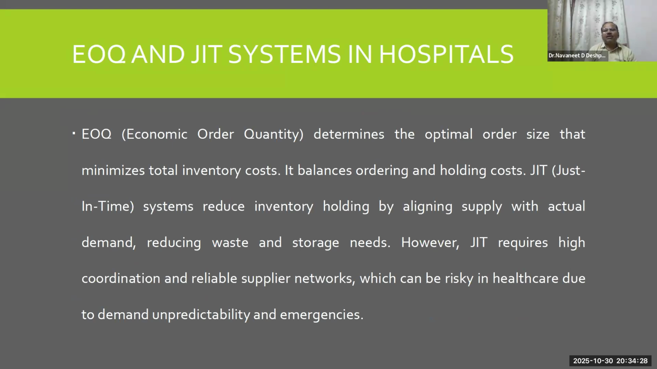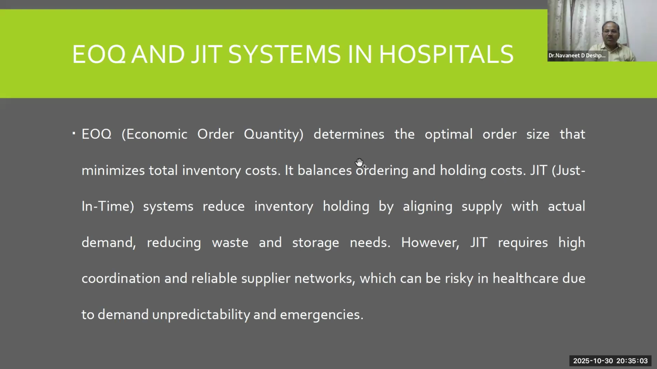Economic order quantity determines the optimal order size that minimizes the total inventory cost. Whenever you find you have to order, you don't have to wait for a longer time. At the proper time, you should order in bulk quantity, that is the economic order quantity, which determines the optimal order size to reduce the carrying cost. So it balances ordering and holding costs.